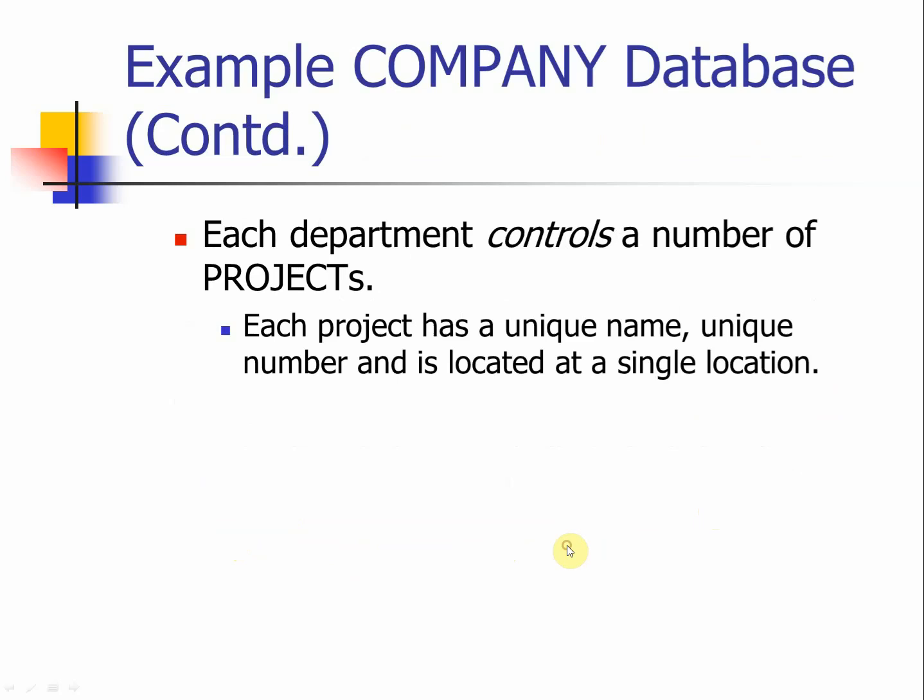Let's take a look at the next one. Each department controls a number of projects. So basically, this description is about the project, the second table, projects. Each project has a unique name, a unique number, and is located at a single location, versus a department, which can be located in multiple locations. The project can only be located in one single location. Of course, in our ER diagram, we need to be able to keep track of those differences, and we will talk about how we start looking into the entity and then move on to the relationship, which means that the relationship is connecting the department and projects.